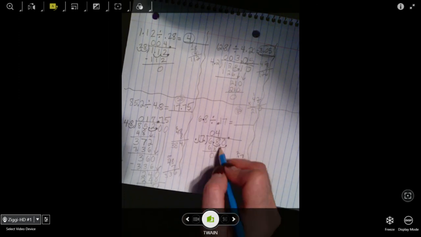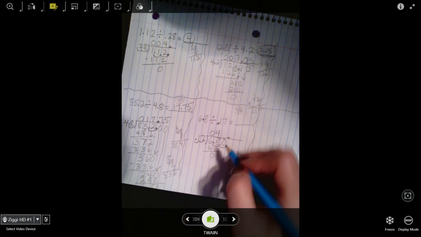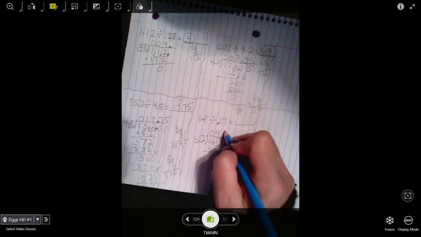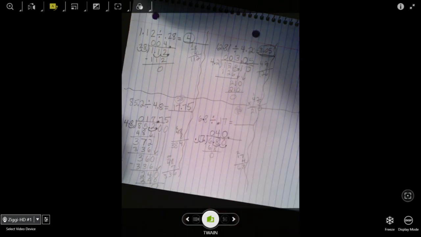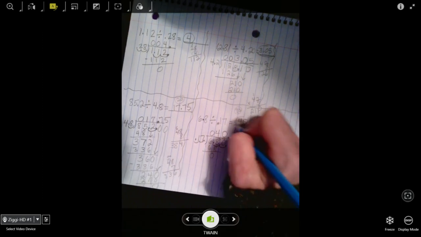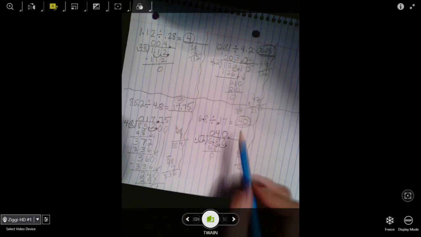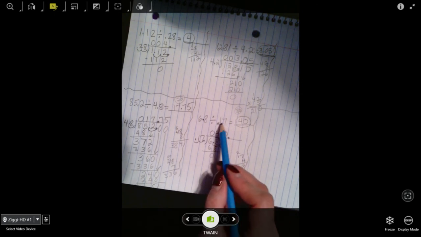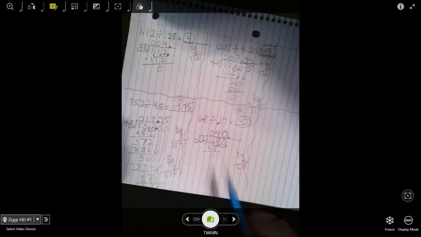And I got a 0, but I need to have another 0 here because I needed to add a 0. So my answer is actually 40. I can buy exactly 40 objects at 17 cents each, and that'll give me $6.80.